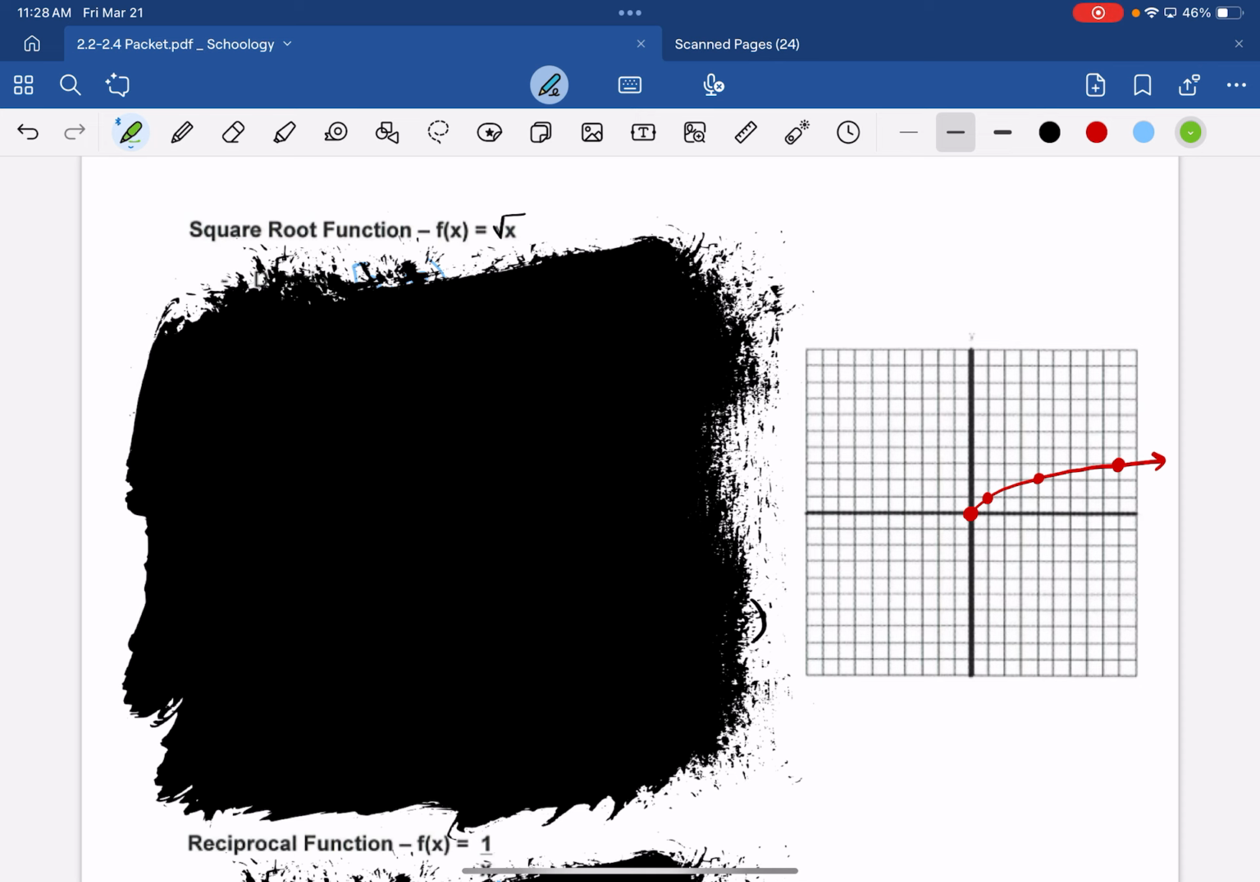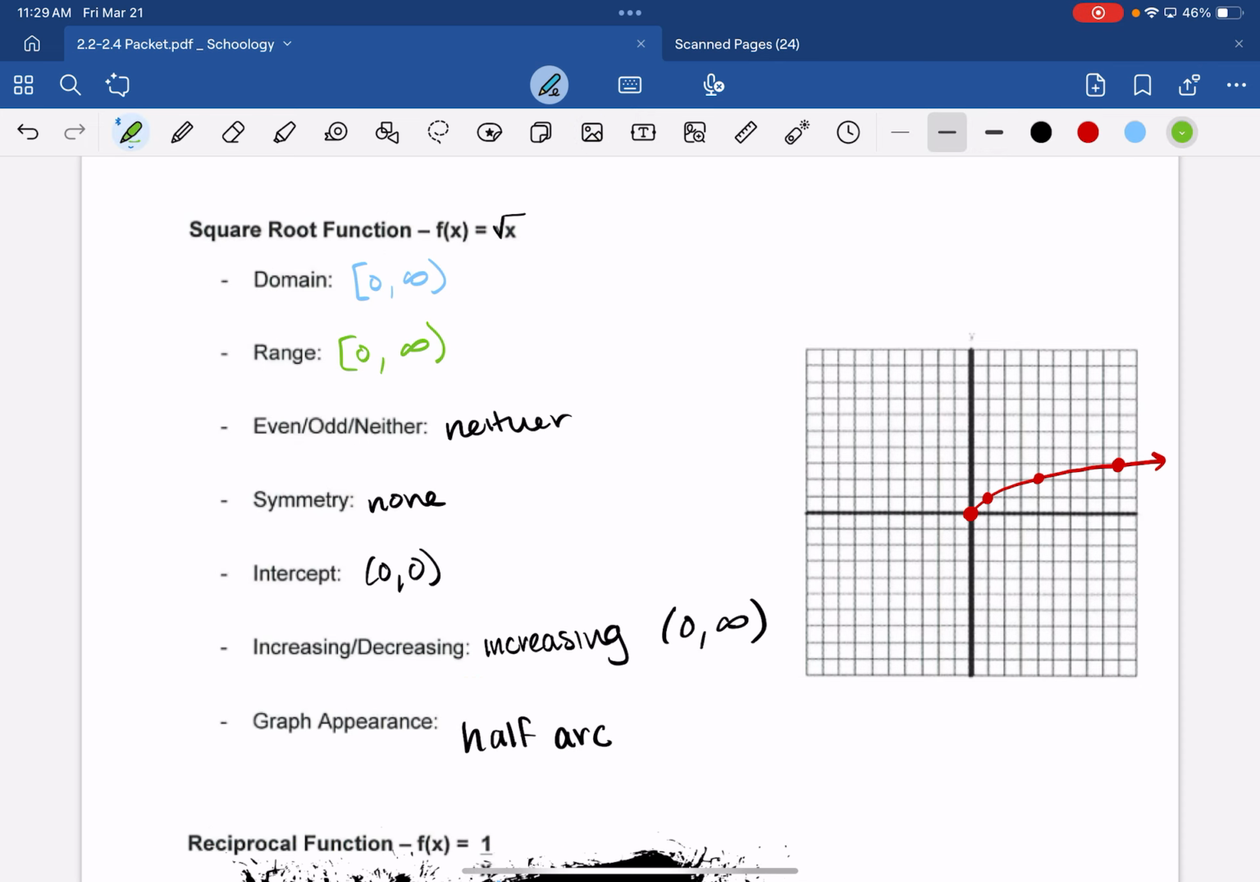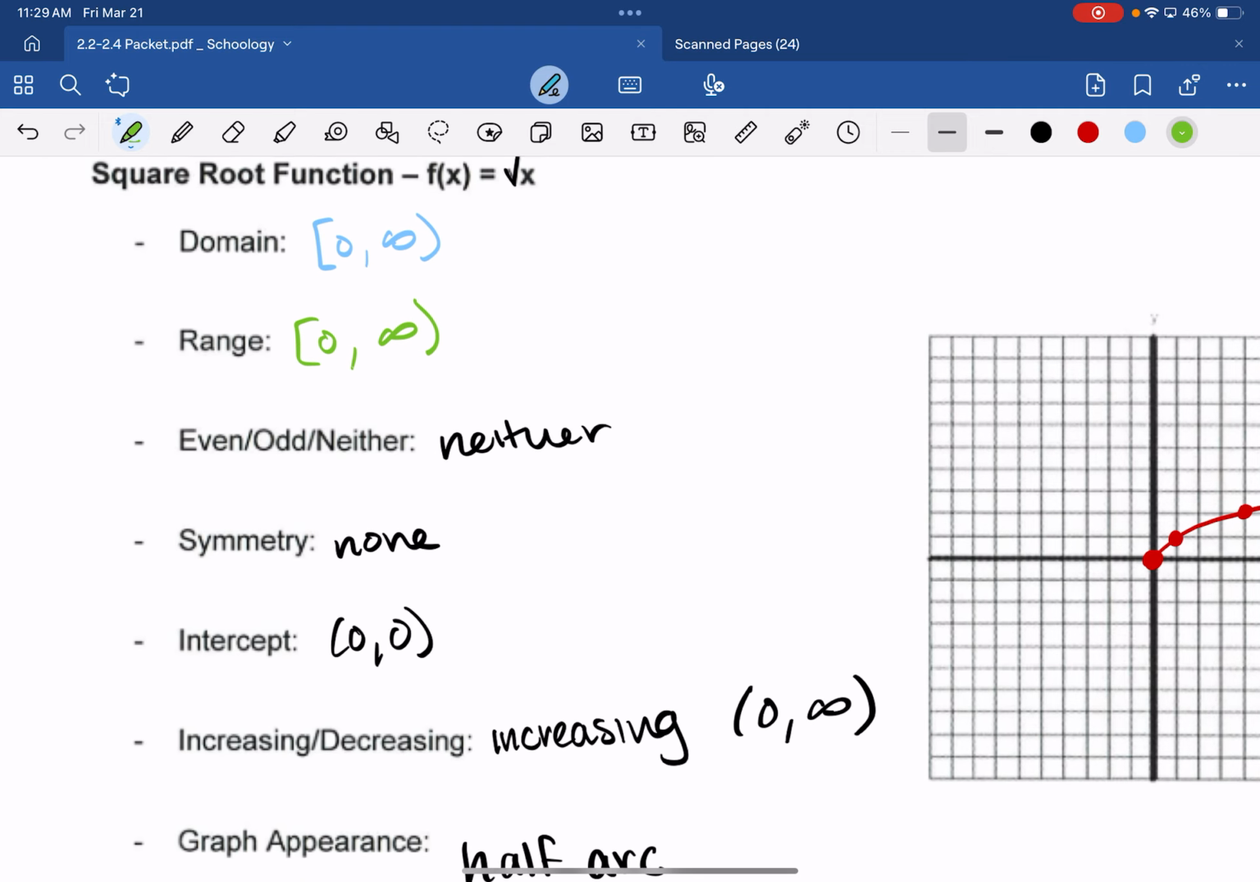All right. Let's see how we did on this one. So we should have had a domain and range that both started at 0 but included 0. So they both had a bracket. And we went on to positive infinity. It's not even or odd, and there's no symmetry, so we write none. Intercept is 0, 0. And we're only increasing from 0 to infinity. And again, no bracket, even though this 0 is included, we don't put a bracket when we talk about increasing or decreasing.